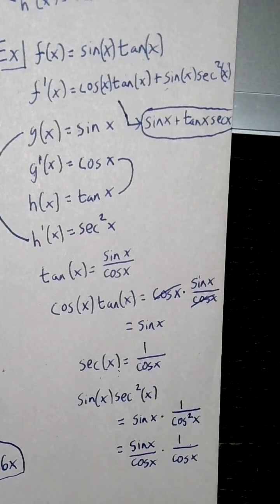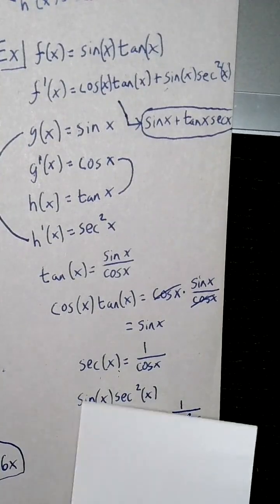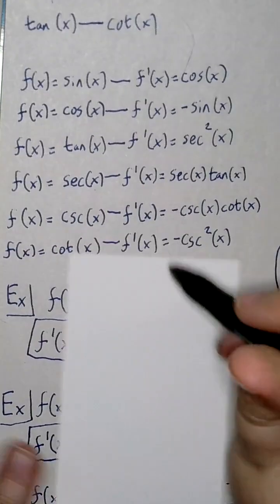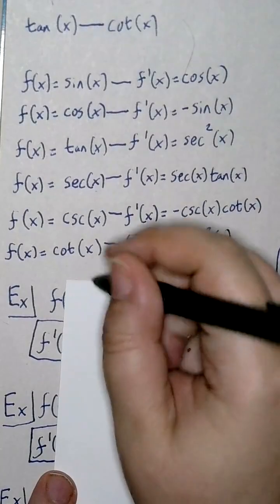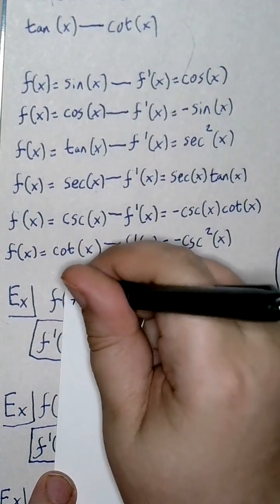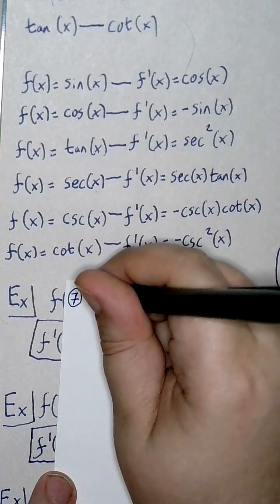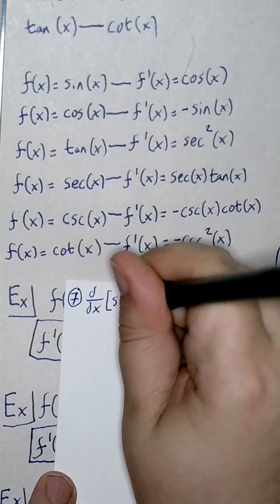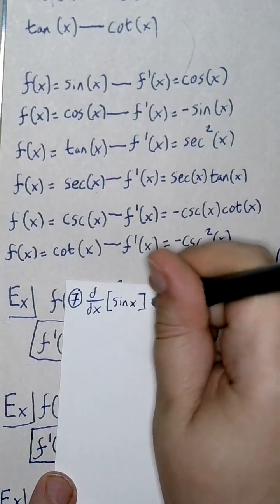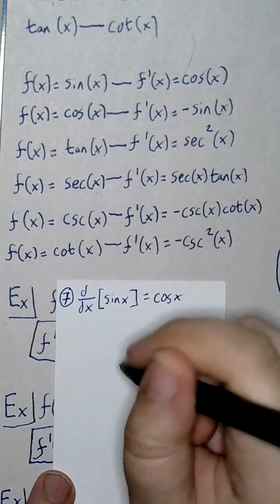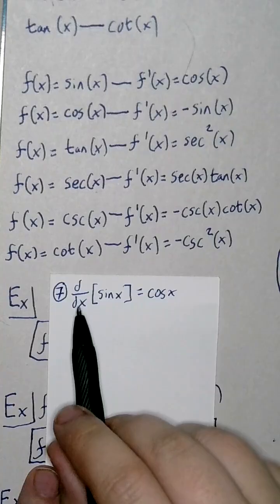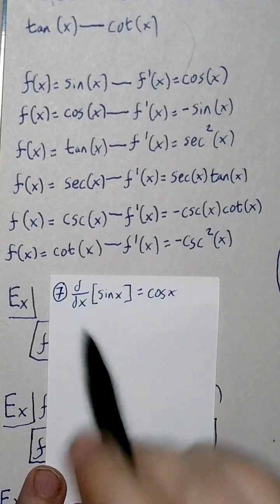So before I turn the page, because I don't have enough room on this paper to continue, I'm going to copy down all 6 of these trig rules so that we have access to them. So, d/dx of sine x is equal to cosine x. And remember, d/dx is just simply take the derivative of this function.